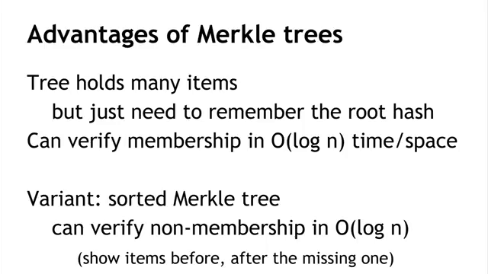And the way we do that is simply by showing a path to the item that's just before where that item would be and just after where it would be. And then we can say, look, both of these items are in the Merkle tree, they're consecutive, and therefore there's no space in between them. There's nothing in between them, and so the thing that we're trying to prove non-membership of can't be there. All right, so a Merkle tree is a binary search tree built with hash pointers. We can do logarithmic time membership proofs, non-membership proofs if we sort the tree, and it's very efficient.